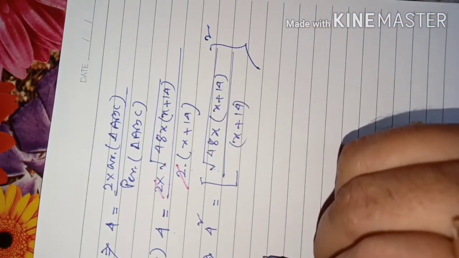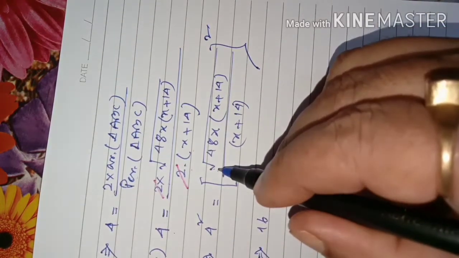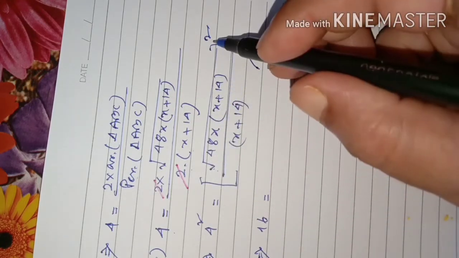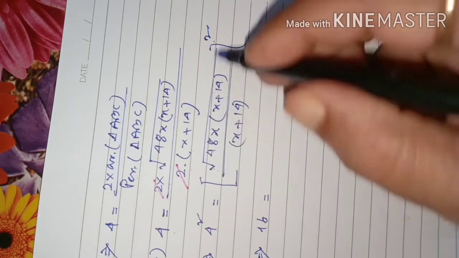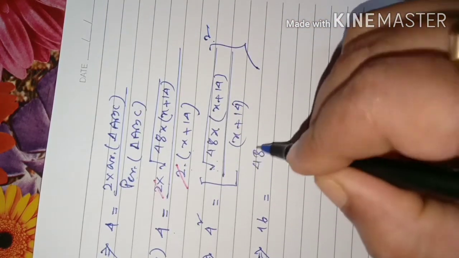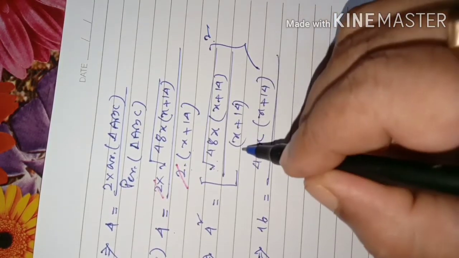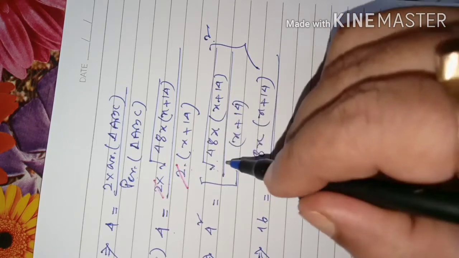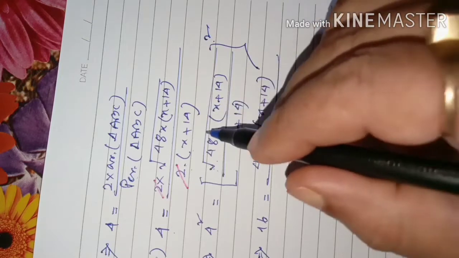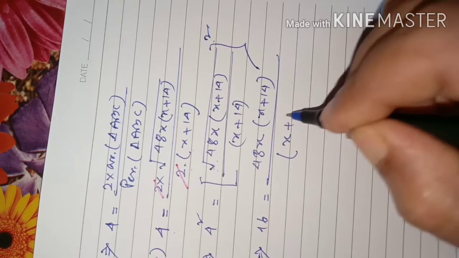After squaring, what shall we get here? 4 square is 16, equal to the square of this whole thing, and when it is squared, the square root sign will get removed with this power, no? So it will be just 48x into x plus 14. But this denominator was not under the square root sign, so when you square this whole thing, numerator and denominator, this denominator will get squared like this, x plus 14 the whole square.